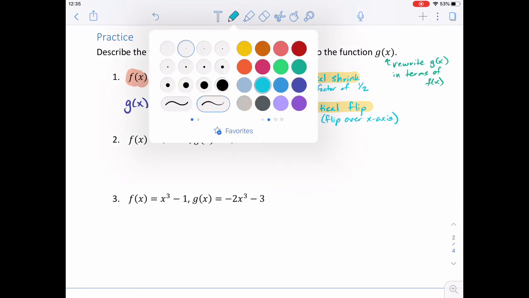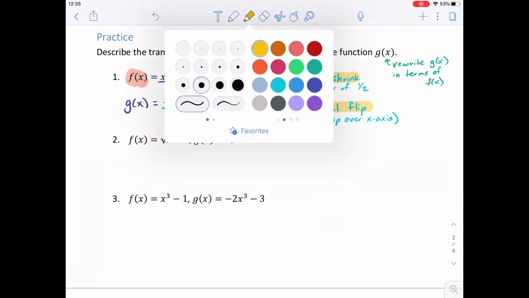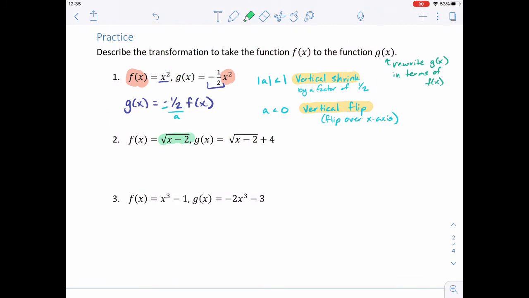Same thing. What is the difference between f of x and g of x? Well, f of x is the root of x minus 2, and we have this additional plus 4. So that means that g of x is the same thing as f of x plus 4. We have this number outside of our f of x. This is our k value, and this k is greater than 0. It's positive. So that means we have a vertical shift up 4. That's the only thing that's happened to go from f of x to g of x.